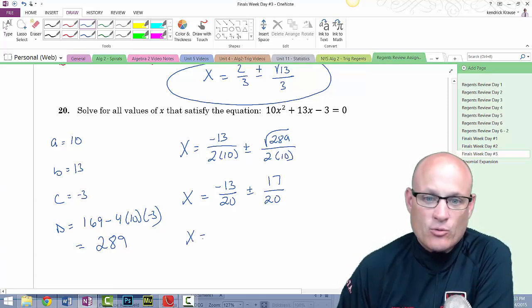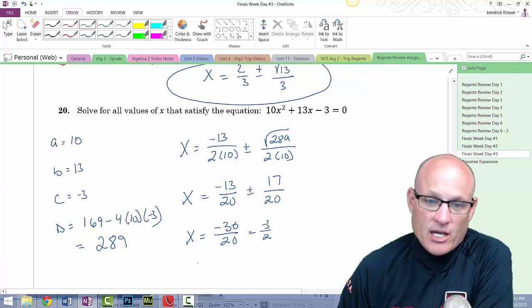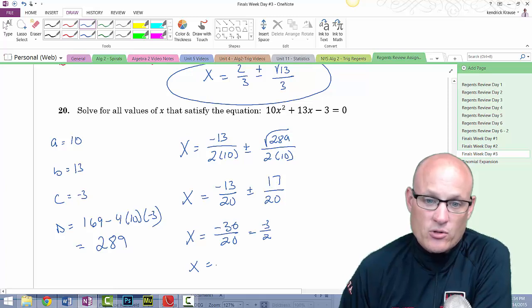I get x equals, when I subtract -13 minus 17, -30 over 20, which is -3/2. And when I add this, I get -13 plus 17. That's 4 over 20, which is 1/5. Let me check this.